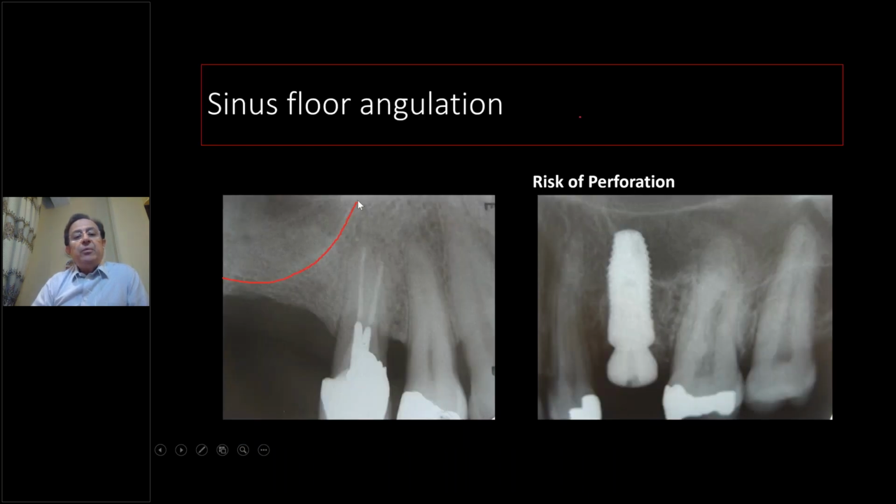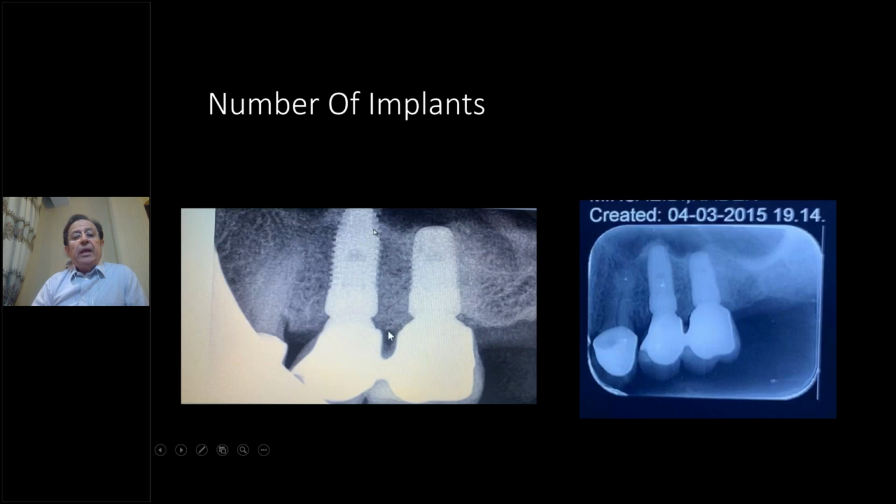Another factor we must consider is the sinus angulation. If we are going to do a closed sinus lift in this situation, the chances of perforation of the membrane will increase, due to the different depths of the area during drilling.